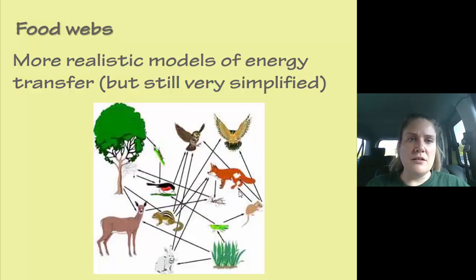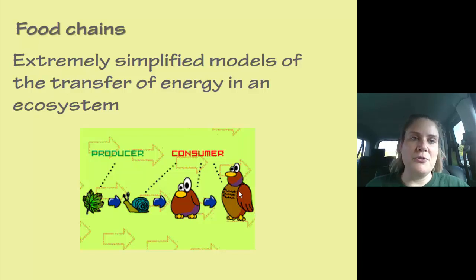What I want you to notice is the direction of those arrows, because this is really important. The arrows in a food chain go in the direction of the flow of energy. The arrows do not show you what eats what. So take another look at this diagram.